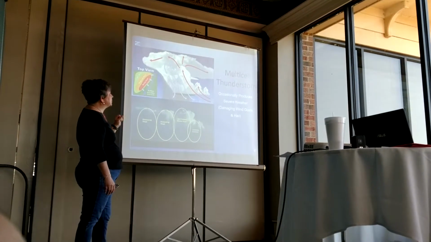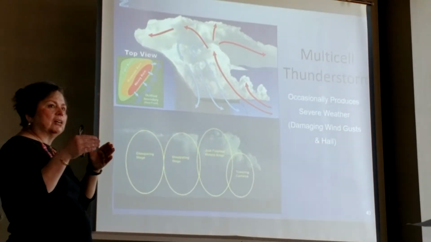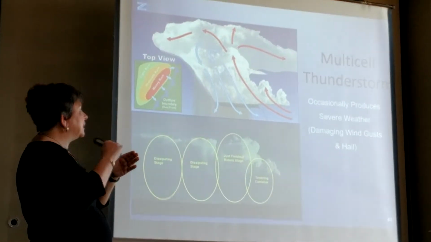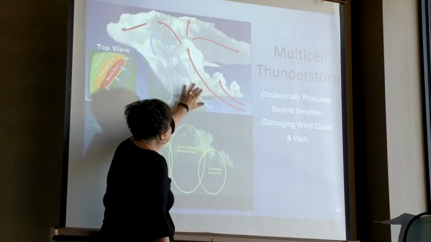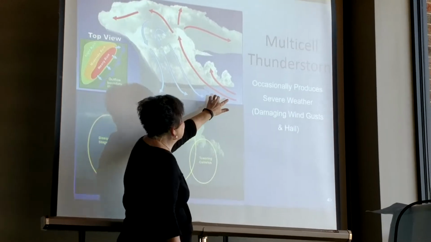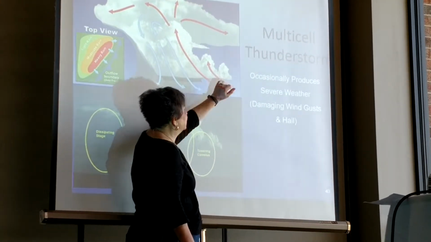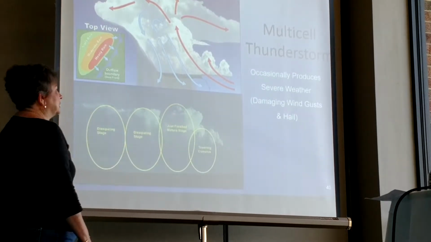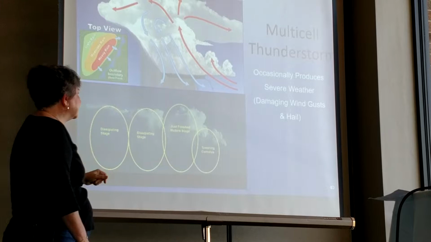Okay, multicellular storms. It could be clusters or it could be a line. There's a group of cells at different stages of development. And you can see here's a mature storm with your updraft, downdraft. Here's another cumulus tower going up, and here's another one. They occasionally produce severe weather, and here's one might look like here.